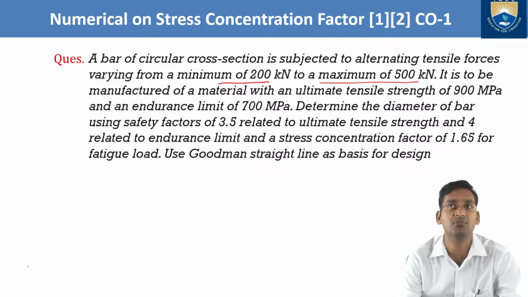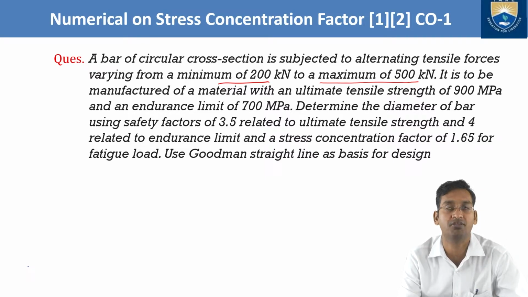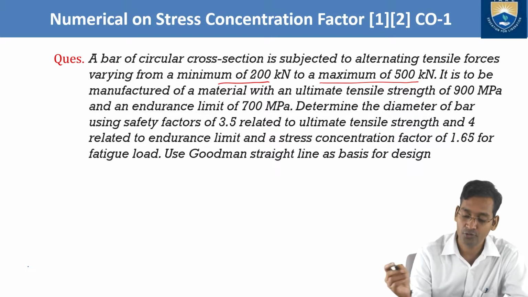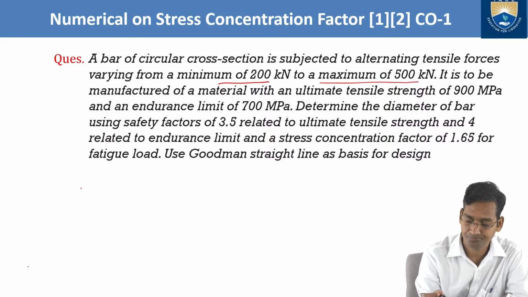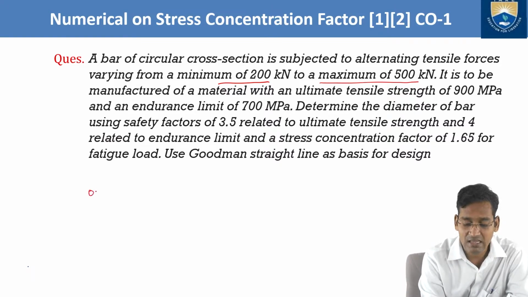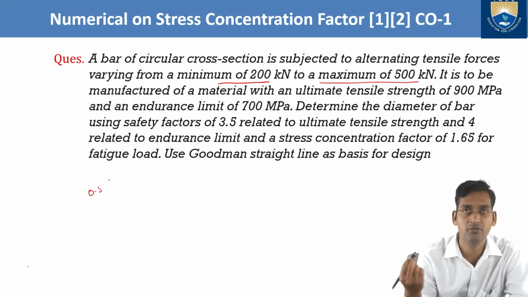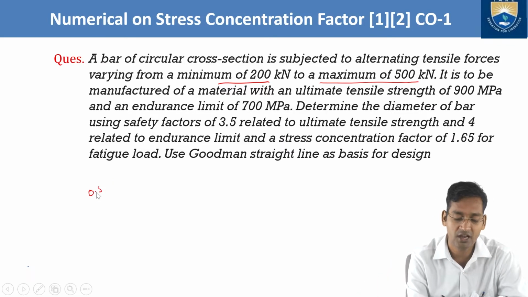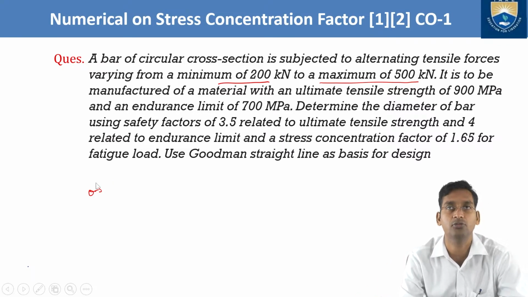So here what is given? Sigma ut is given as 900 megapascal and an endurance limit of 700 megapascal. In the previous question what was given? They were given as a factor like 0.55 of sigma ut. Instead of that they gave the value directly here. So no need to calculate sigma e and sigma yt. We have directly sigma e and sigma yt.